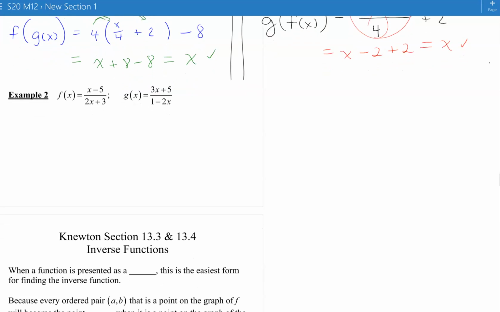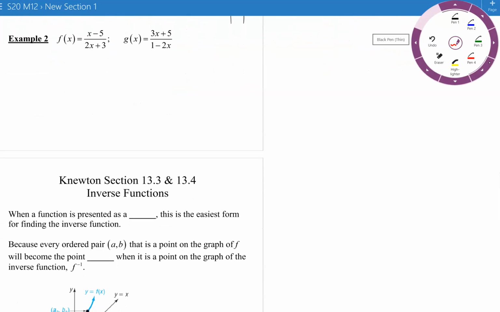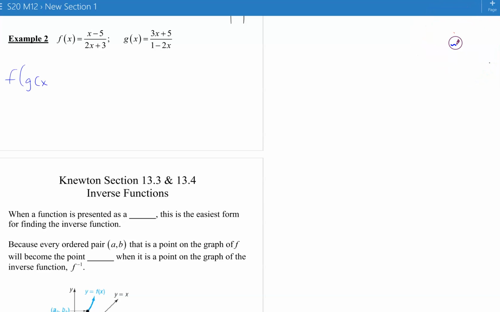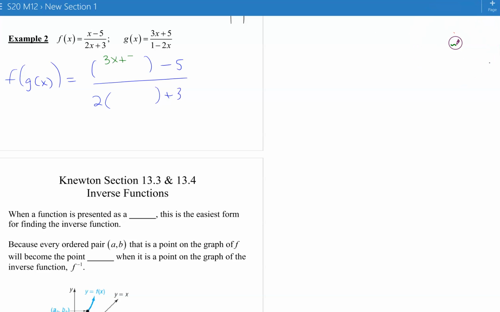Okay, so the second example is a little trickier. So let's go through that one where I want to do f of g of x first. So everywhere I see an x in the f function, I'm going to put a big empty space with parentheses and say everywhere I see those empty parentheses, I'm going to put g.